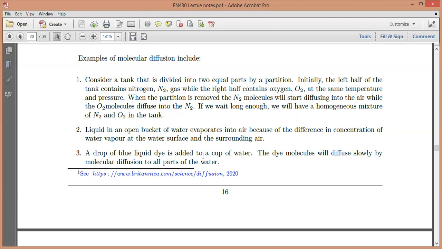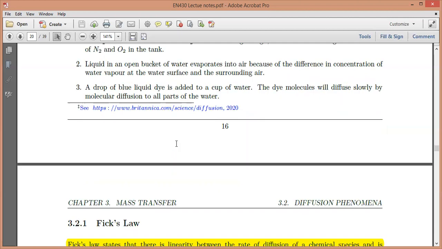So without you stirring, if you pour liquid dye into a cup of water, you find that after you go back to that cup after half an hour or an hour, the dye would have been spread out evenly across the liquid in that cup.